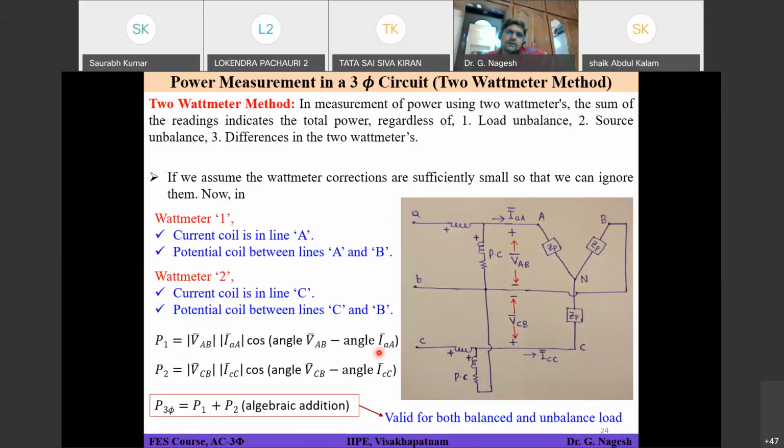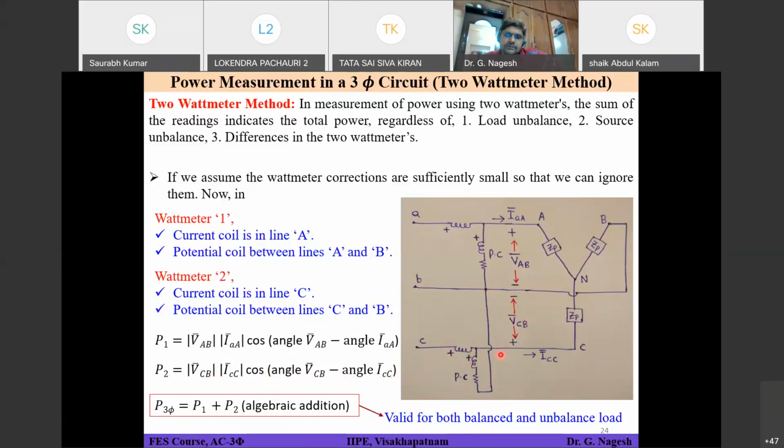That means the potential coil will be connected between any two lines and the current coil will be connected in one of the lines for one wattmeter. Similarly for the other wattmeter also. That means one line is going to be a common terminal for both the potential coils of the two wattmeters. If you see P2, same thing. The voltage applied, this is your positive terminal, so CB you have to consider. That's why VCB, and the current flowing is IC, and the cosine of the angle between these two.